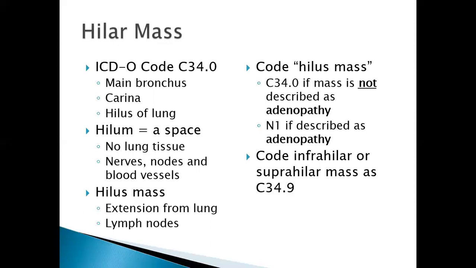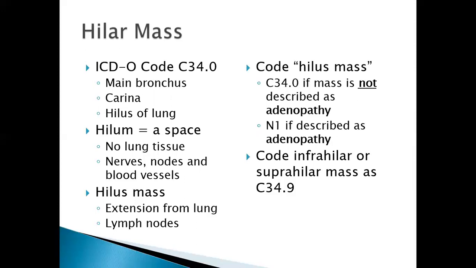So if there is a hilar or hilus mass, it could be an extension from the lung parenchyma, or it could be a mass made up of regional lymph nodes. So how do we code a situation when the patient has a hilar mass? If you have a hilus or hilar mass and the mass is not stated as adenopathy, then we can code the tumor site to the hilum or hilus of the lung, C34.0. If the hilus mass is described as adenopathy, then we use that information when we assign the N category to at least N1 or involved hilar lymph nodes.